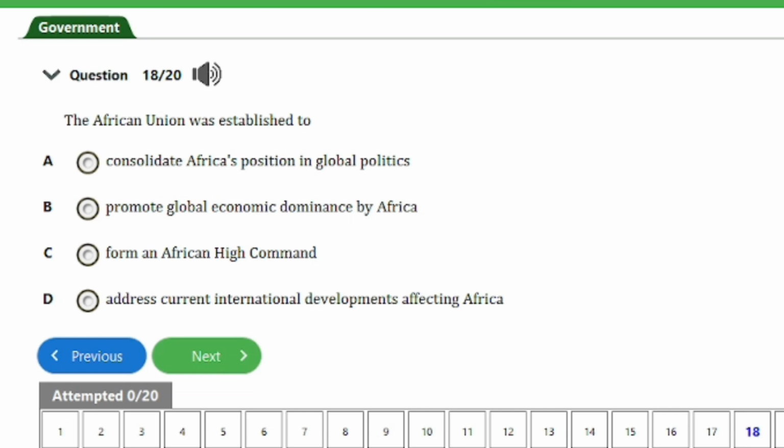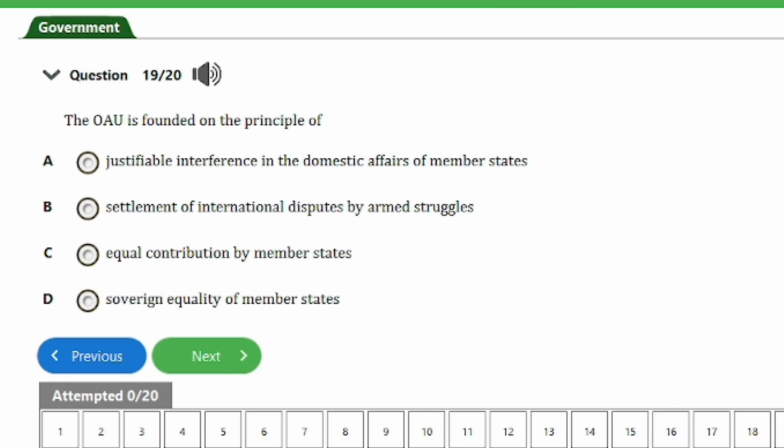So let's head on to the next question, guys. So here's question number 19 of 20. It says, the OAU is founded on the principle of A, justice interference in the domestic affairs of member states. B, Settlement of international disputes by armed struggles. C, Equal contribution by member states. D, Sovereign quality of member states. So guys, the answer to this question is option D here. That's sovereign quality of member states, and that is for this question. So we'll go ahead and check out the next and last question for this video, guys.